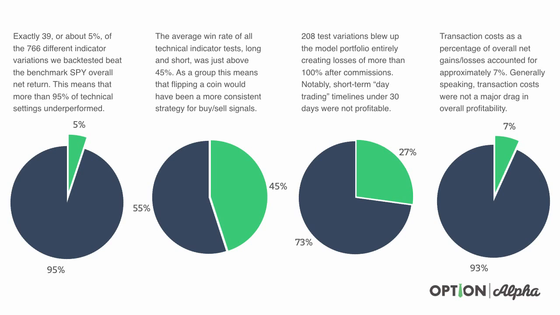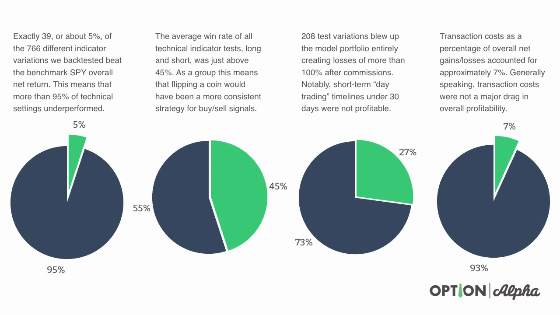The average win rate of all technical indicators tested long and short was just above 45%. So what this means is that as a group, flipping a coin would have been more consistent for a strategy of buy and sell signals. Now this gets back down to what I was talking about before. You do not have to purchase this report. Just with these 2 numbers, you realize that you actually have a higher probability of success overall. We're not talking specific indicators. We're talking overall.